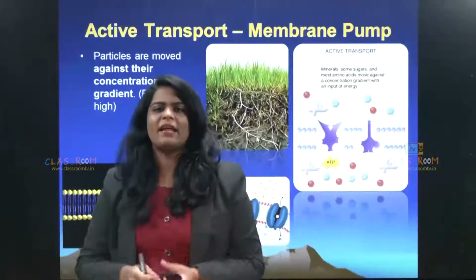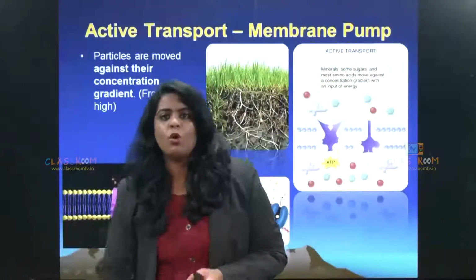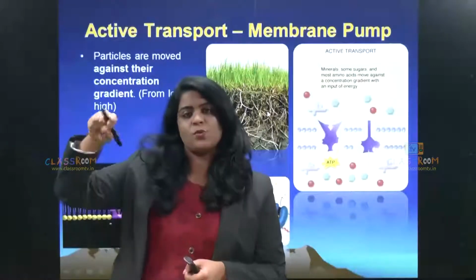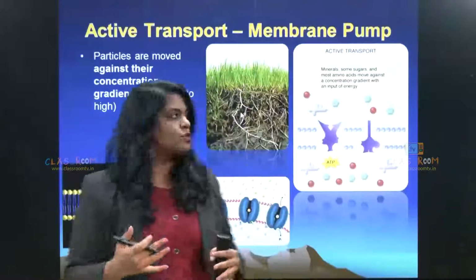So low to high, like imagine you're moving a dumbbell. From low to high you require strength rather than just dropping it, right? So this is the active transport and this is the passive transport. That's all you need to remember.